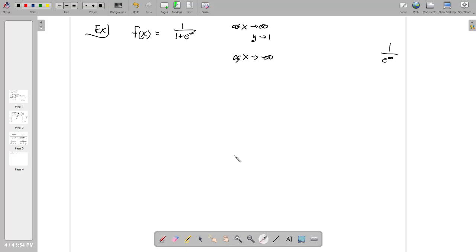What happens? Well, negative infinity will cancel this negative. So instead of having 1 divided by e to the infinity, you would have 1 over 1 plus e to the infinity. Now, e to the infinity goes to infinity. This gets very, very large. So essentially you would have 1 divided by an extremely large number, which is close to 0. So our y would be going towards 0.